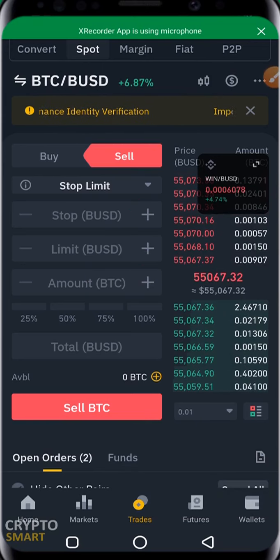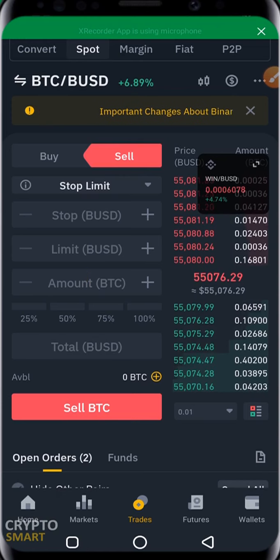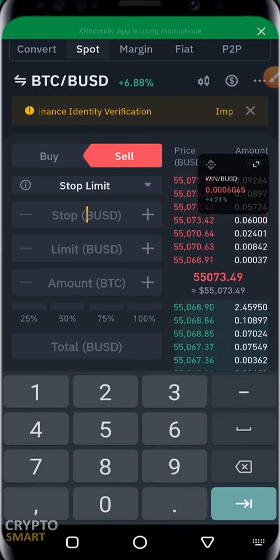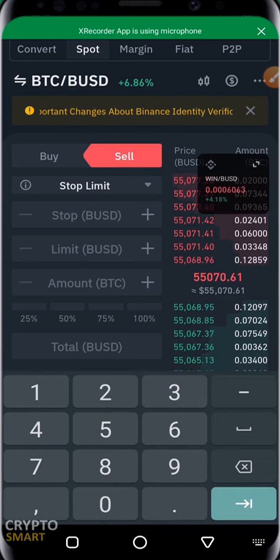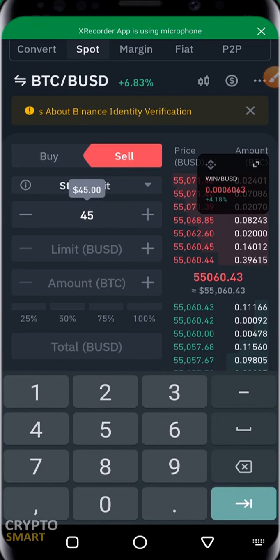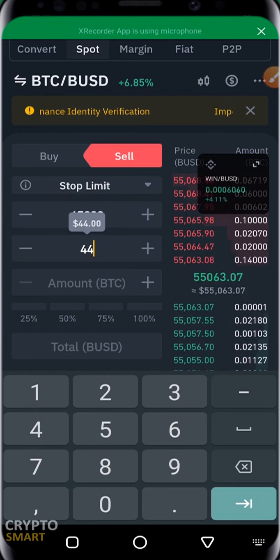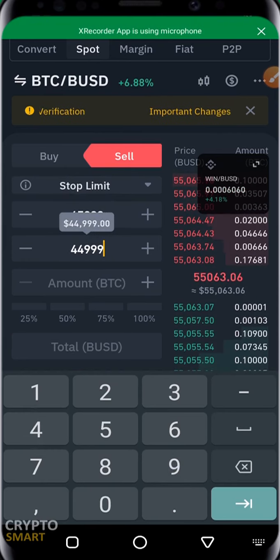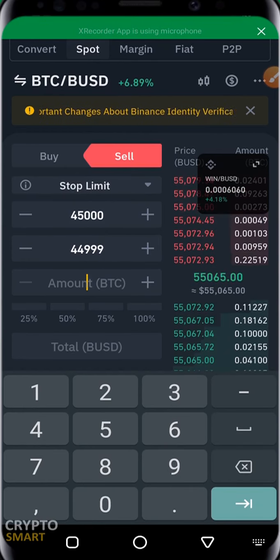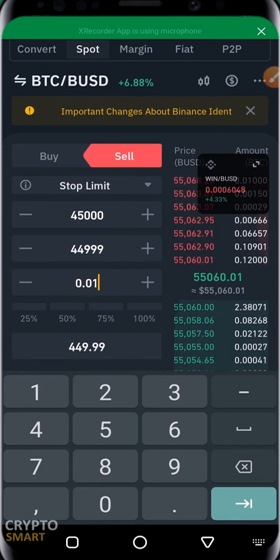Alright, so if I'm anticipating a drop in the price of BTC at the current market price of $50,075 to $79 thereabouts, I'll now put a price. If BTC drops to $45,000, I want to sell my BTC at $44,999, and the amount of BTC that I want to sell is 0.01 of my BTC, which is worth about $449.